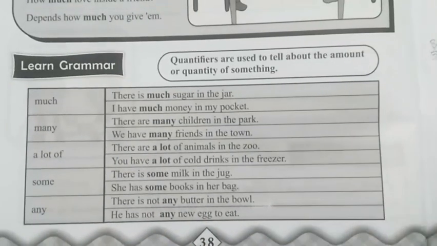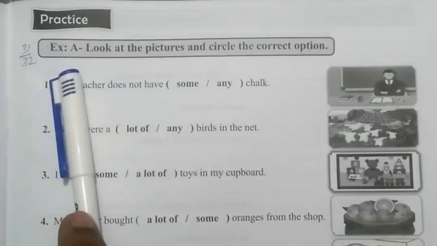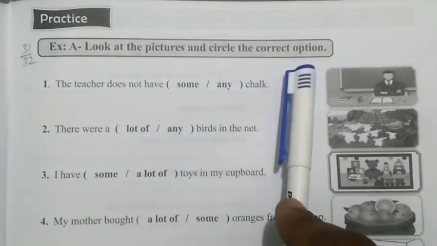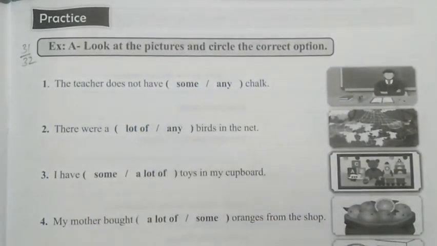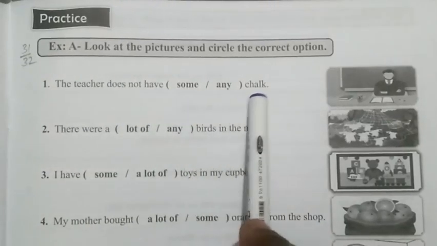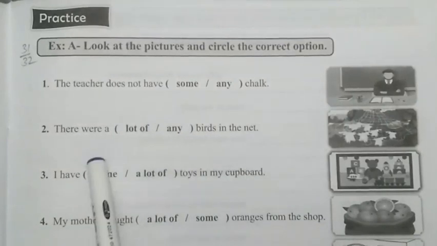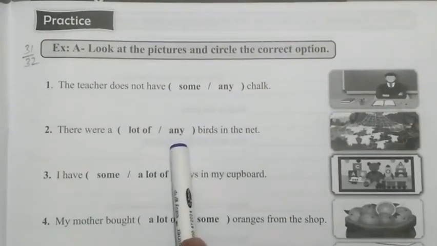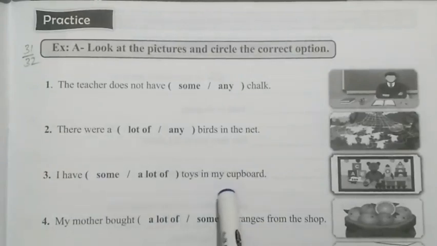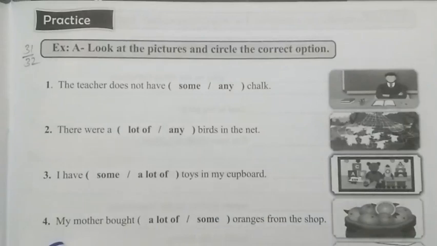Dear students, this is practice exercise A. Look at the pictures and circle the correct option. Students, there are 6 sentences with respective pictures. The teacher does not have some or any chalk. There were a lot of or any birds in the net. Sentence 3. I have some or a lot of toys in my cupboard. Sentence 4. My mother bought a lot of or some oranges from the shop.